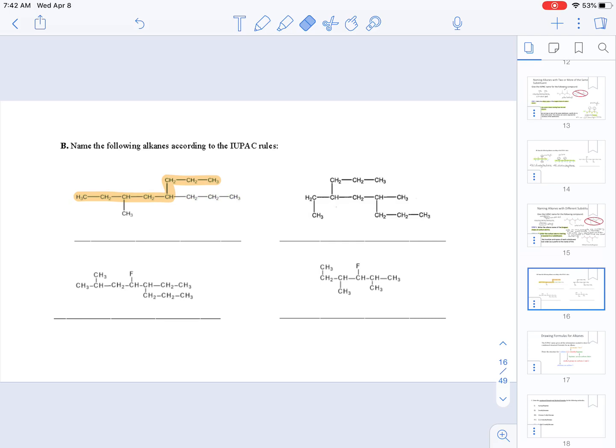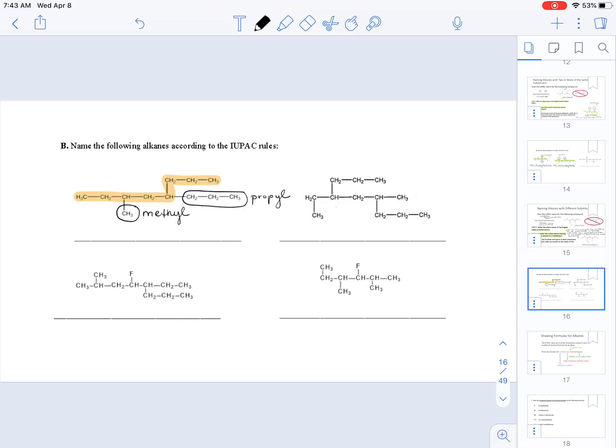To name this compound, anything that is outside that highlighted longest carbon chain is specifically my substituent. So in this case, I'm going to have two substituents. I have a CH3, and we already learned that that is called the methyl group. I have a propyl group because I have 3 carbons in a row, and since I'm attaching by one of the ends of these 3 carbons, this is a propyl group.